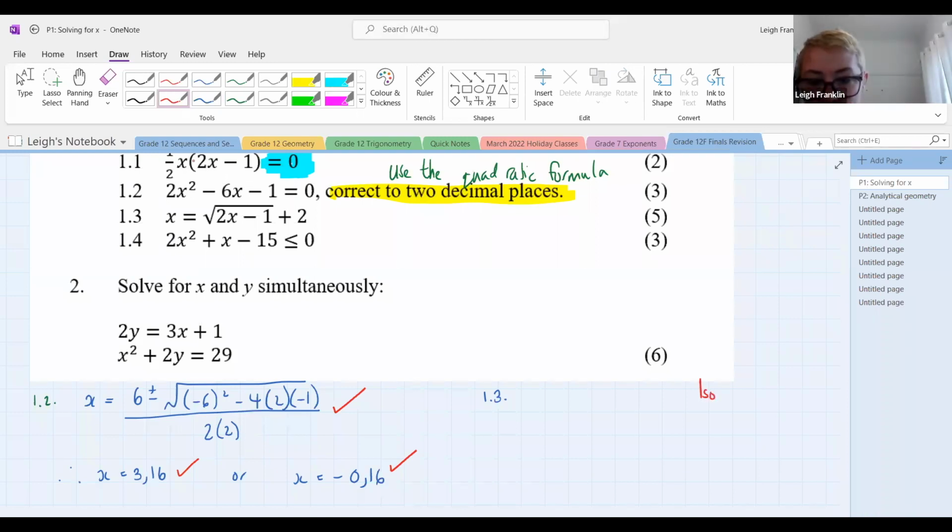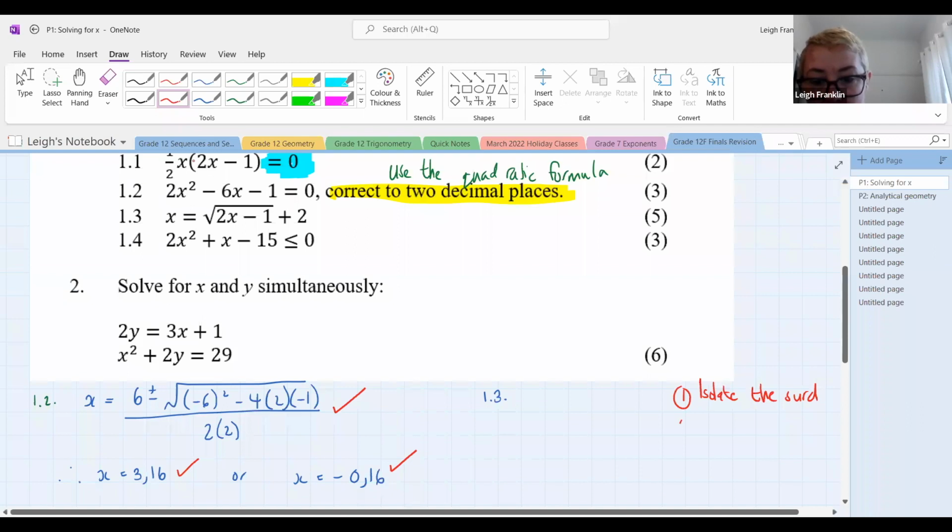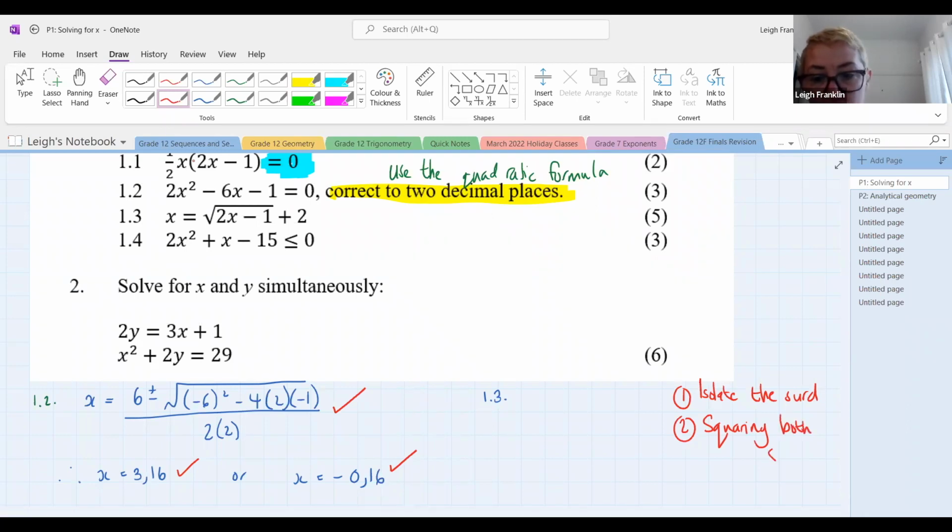So we're going to isolate the surd. That would be step number 1. Okay, step number 2 is squaring both sides. So if the surd is already isolated, then we can go straight to step number 2 and square both sides. But if it's not, we have to do that first. So in other words, we're going to take this plus 2 over here, over to the other side. So we're going to end up with x minus 2 equals root 2x minus 1.